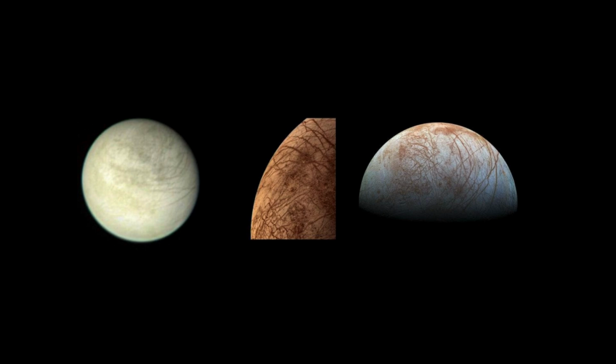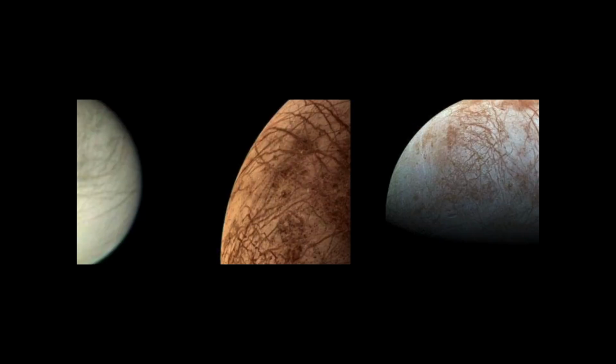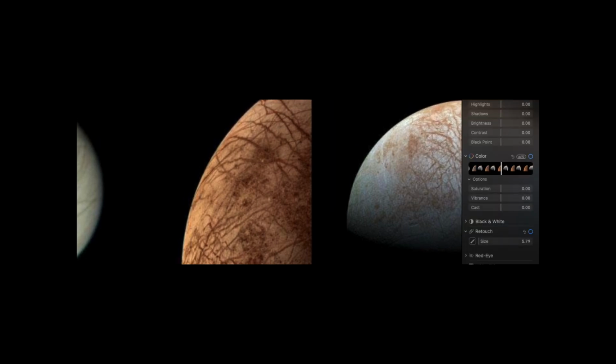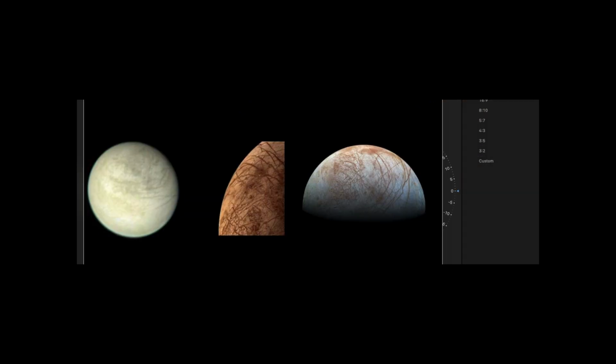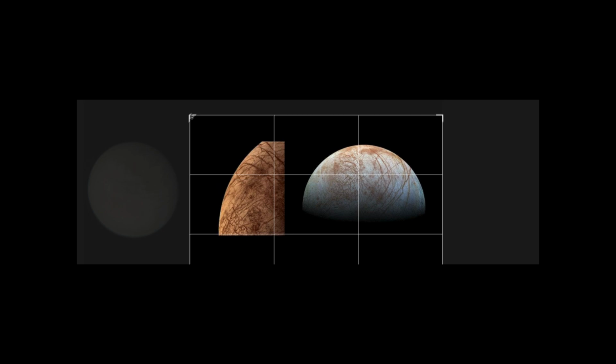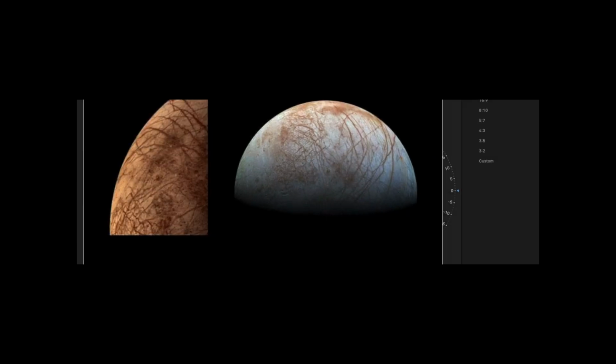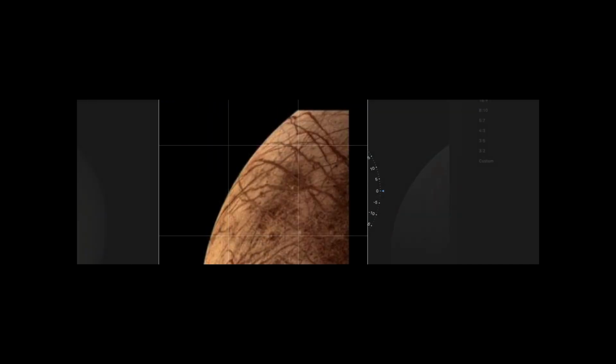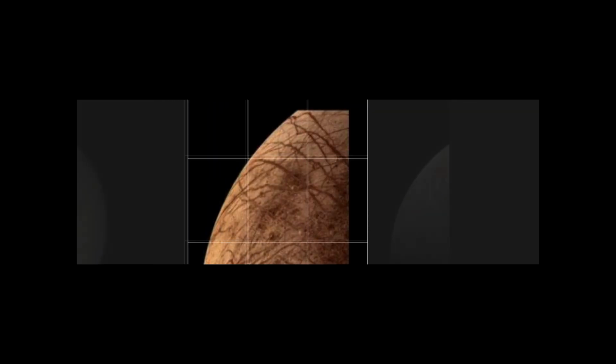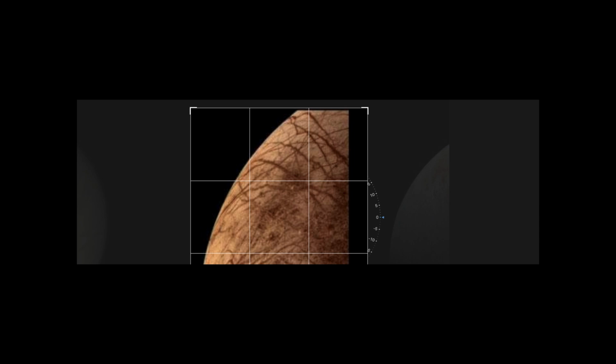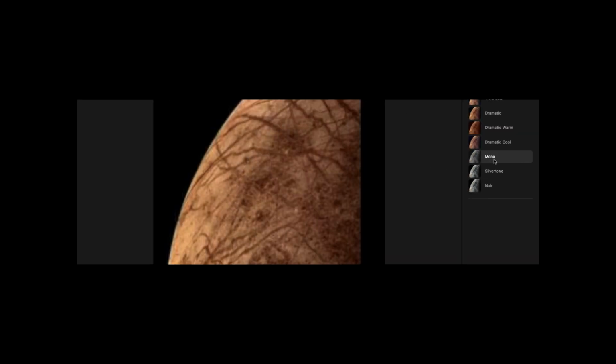Now, if we were to have a gander at these angles of Europa, you'll notice that there are some very interesting concepts to be drawn here. And for example, if we just implement the transformation controls, and we apply a filter to it to bring out various areas of shadowy detail, you'll get something like this.